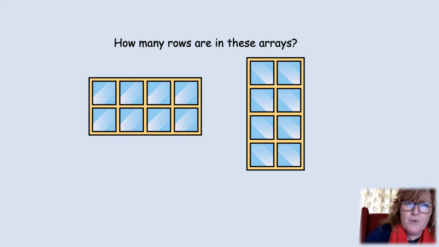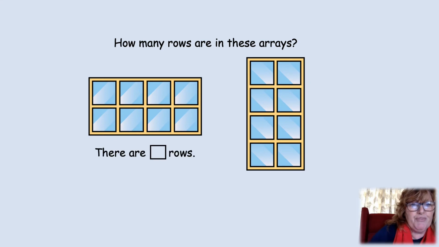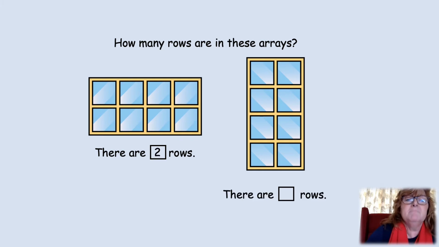How many rows are in these arrays? How many rows? Rows go that way, across, don't they? From side to side. 1, 2. There are 2 rows. That was easy. Rows. 1, 2, 3, 4. There are 4 rows.